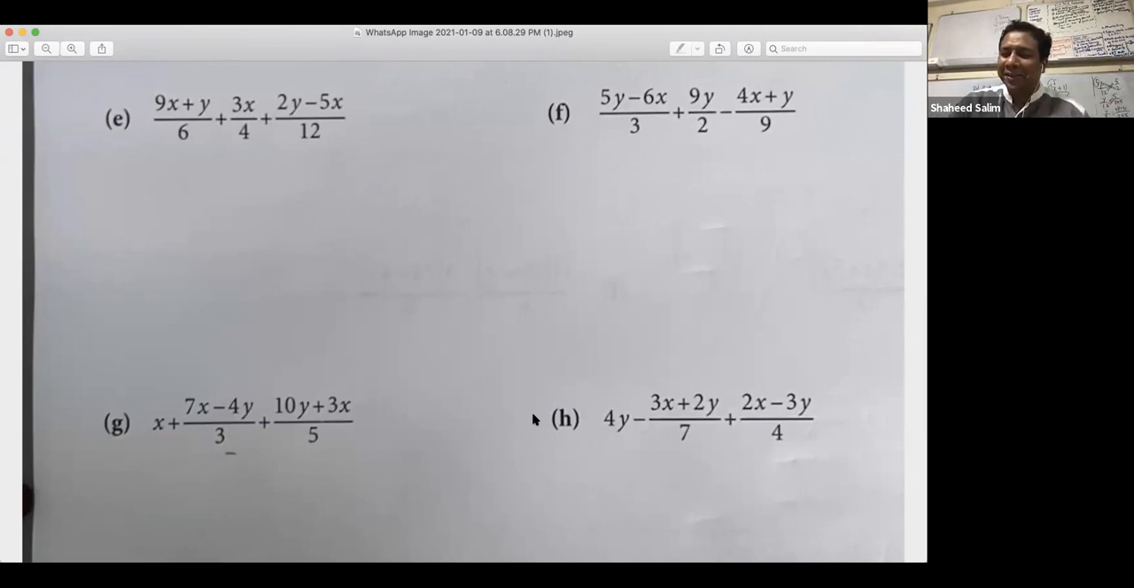Okay. Remember 4y is 4y over 1. So we got a big number lah. It's a big number.